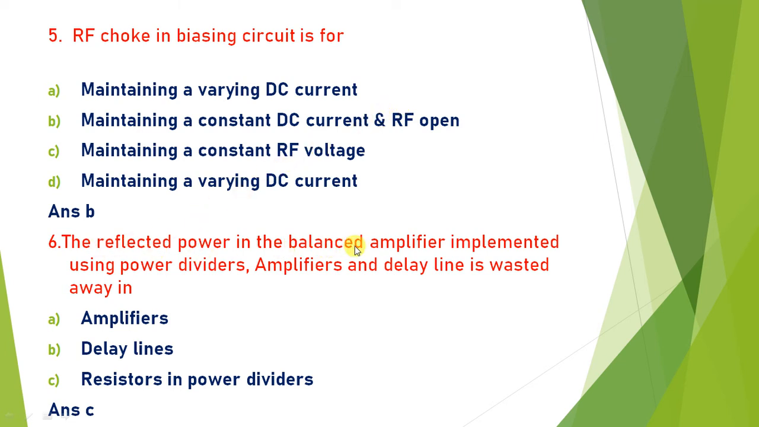Reflected power in the balanced amplifier implemented using power divider, amplifier and delay line is wasted away in what? Generally power reflection is done in the case of a resistive network only. So if you observe the options, only C is the correct option that fits the requirement. The resistor in the power divider generally provides losses, and reflected power generally arises in the case of a resistor. So the answer is C. The resistor in the power divider generally absorbs the reflected power.